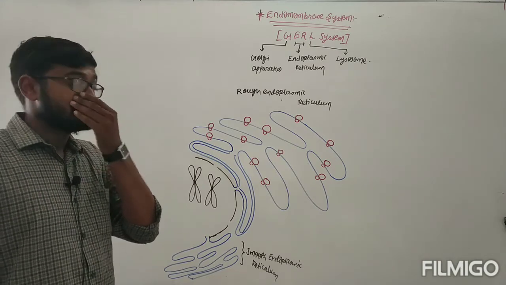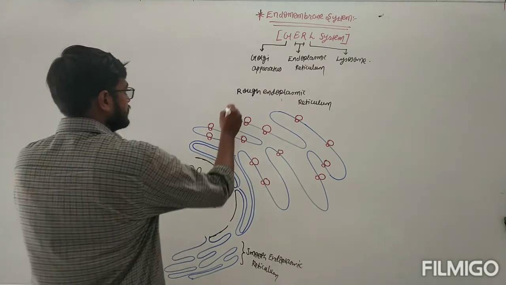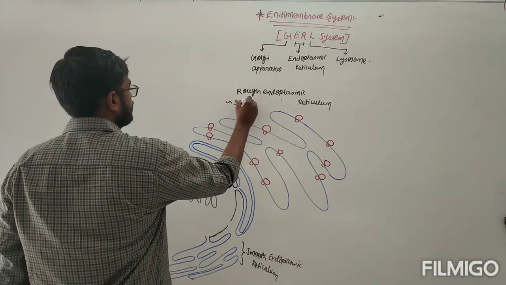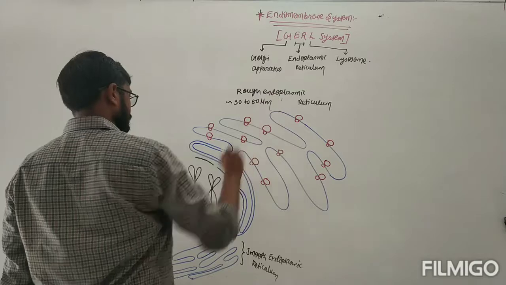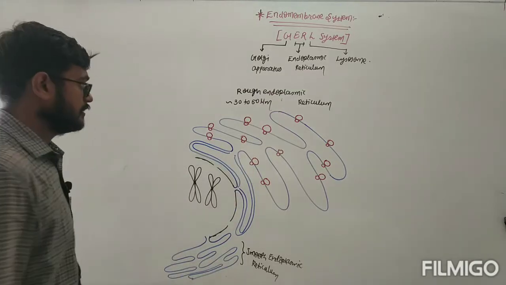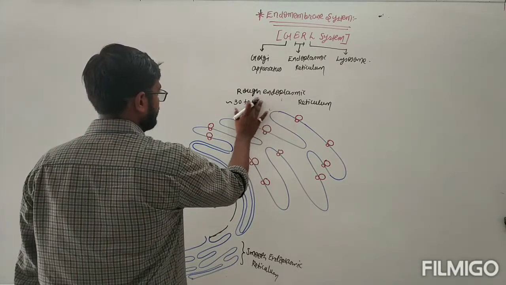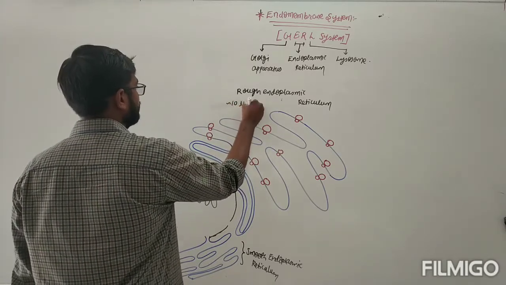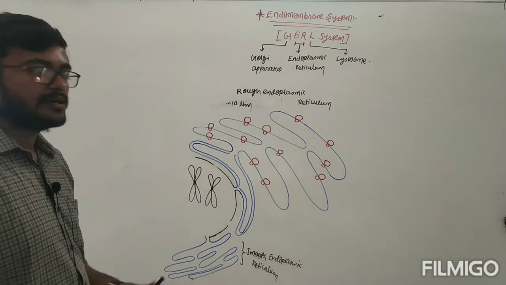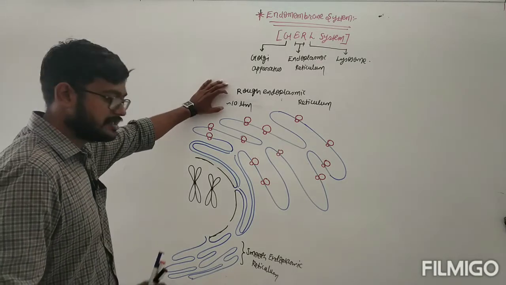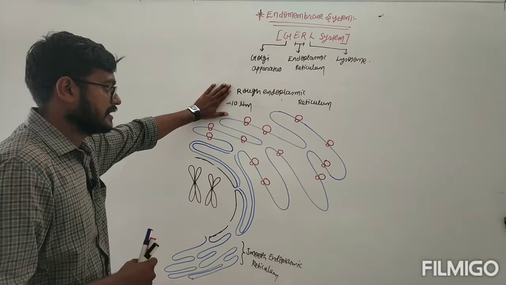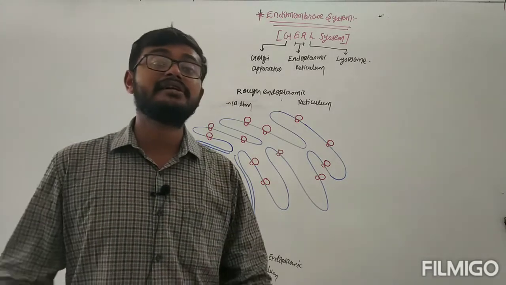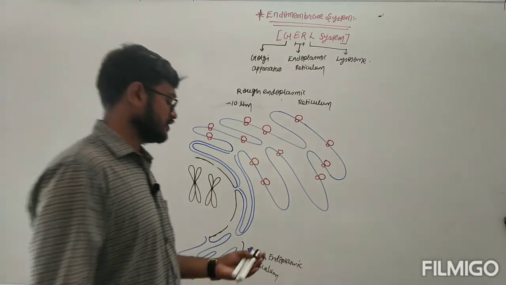Now see, this reticulum has a size of about 30 to 50 micrometer, approximately 10 micrometer in size over here. Roughly we are taking an average. I am not going to take the same, but I am taking an average size. The rough endoplasmic reticulum and the smooth endoplasmic reticulum both have different functions. What is the function? Let's write it down.